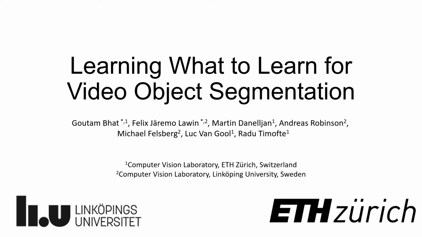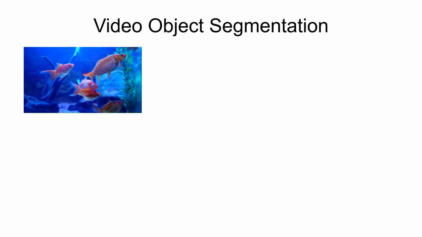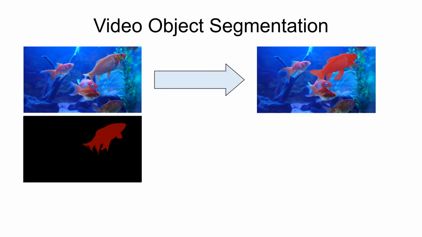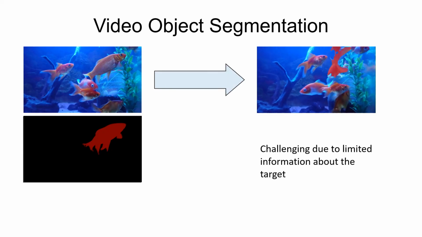We present Learning what to learn for video object segmentation. In video object segmentation, you are given a video and a reference mask for an object. The task is then to segment that object in the rest of the frames. It is a very challenging task, since it requires adaptation during inference to a specific object, using the very limited information from the reference frame.